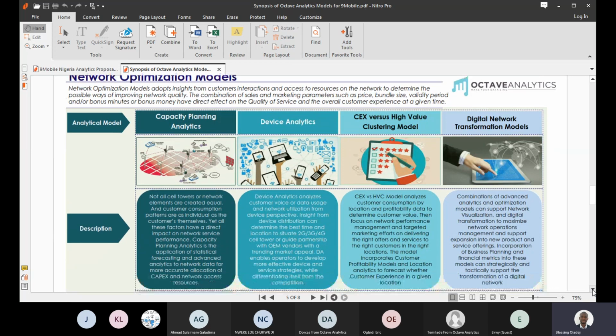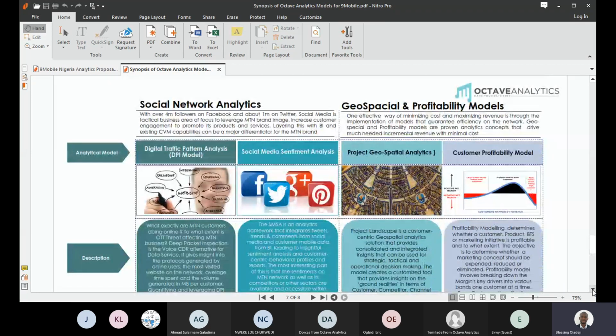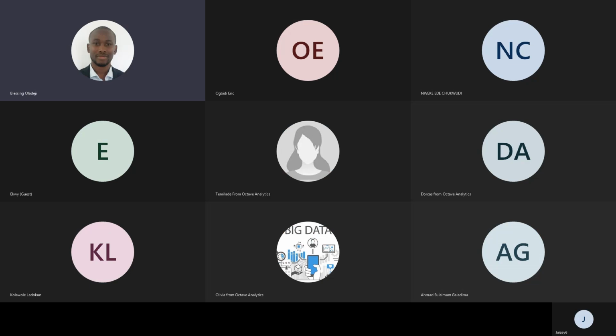Then we have a variety of other applications in device analytics, digital network transformation models, capacity planning models, and so on. Social network analytics, geospatial analytics, customer profitability model. There are so many applications. There is almost no industry in which you cannot apply big data.